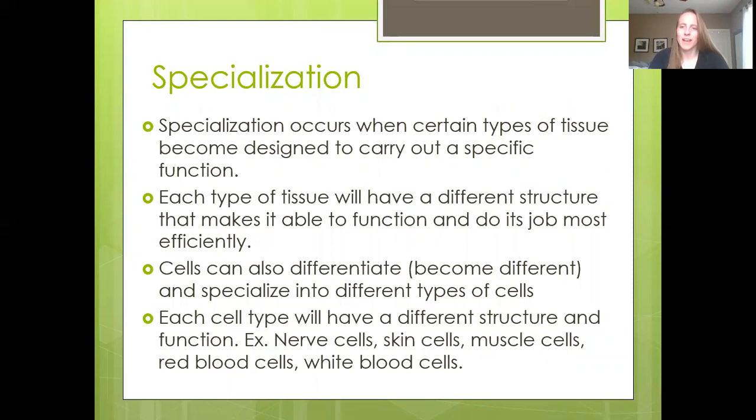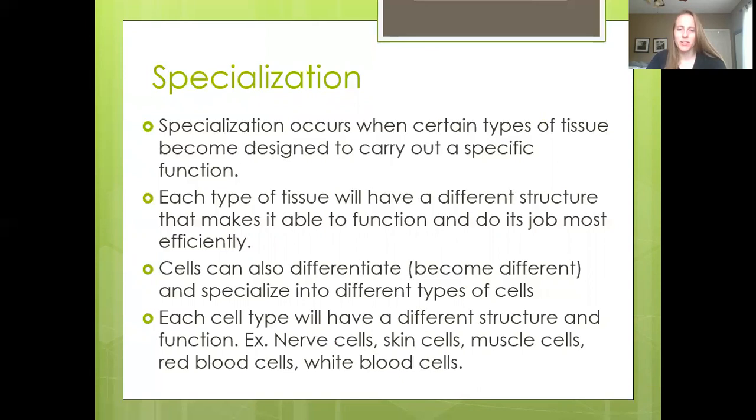Specialization occurs whenever a certain type of tissue becomes designed to carry out a specific function. So when we see animal cells that don't look like the typical little circle blob, that means that it's highly specialized. The structure of a tissue or a cell is always going to be dependent on its function. So the structure will change based on its function. Whatever structure allows it to do its job most effectively is the structure that we will see.